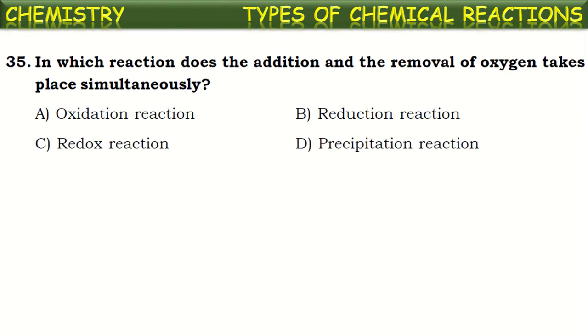Next one. In which reaction does the addition and removal of oxygen take place simultaneously? So we know here addition of oxygen means oxidation, removal of oxygen means reduction. The chemical reactions in which oxidation and reduction occur simultaneously are called redox reactions. Okay, they are called redox reactions.